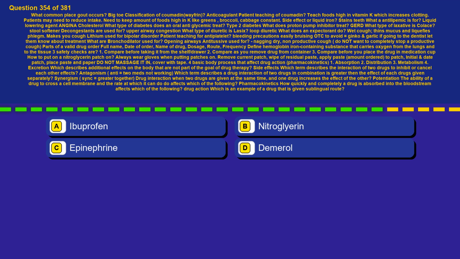Which term describes a drug interaction when two drugs are given at the same time and one drug increases the effect of the other? Potentiation. Which term describes the ability of a drug to cross a cell membrane and the rate at which it can do so? Pharmacokinetics. How quickly and completely a drug is absorbed into the bloodstream.